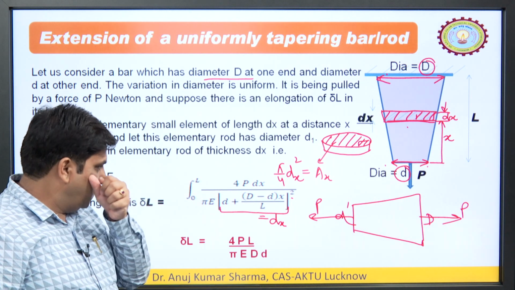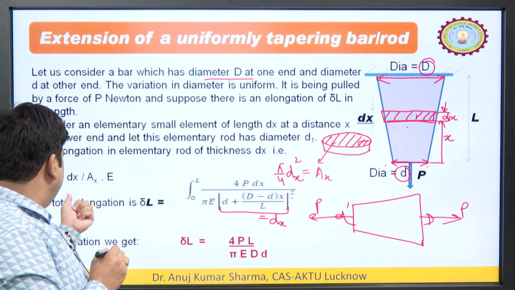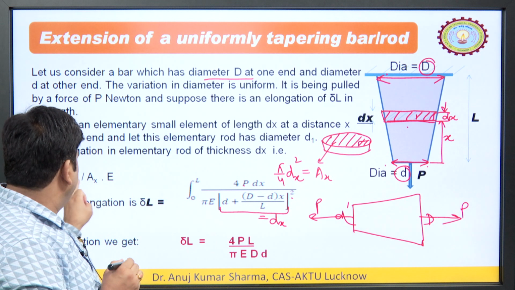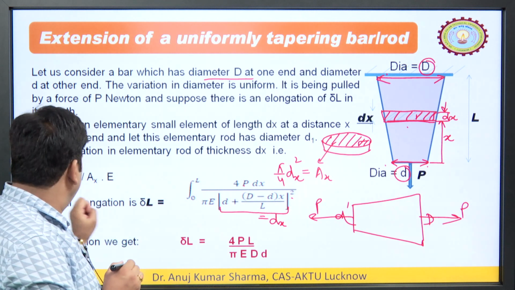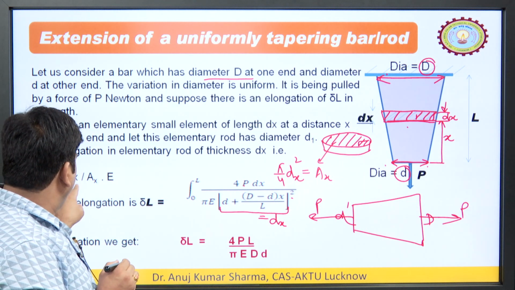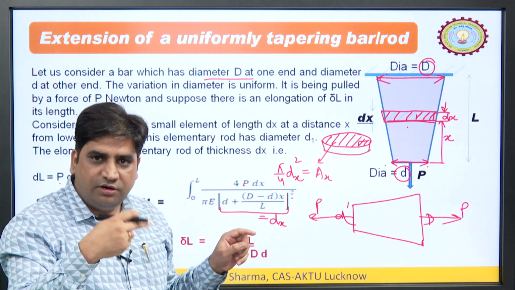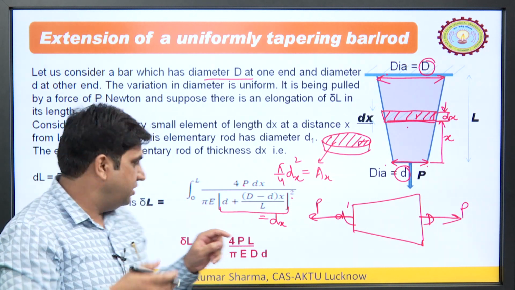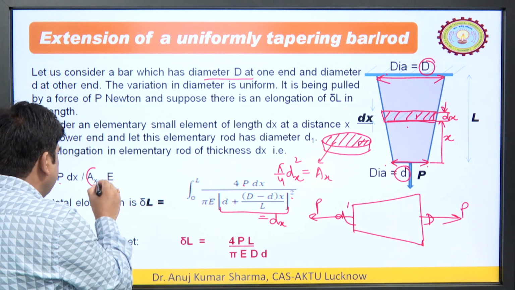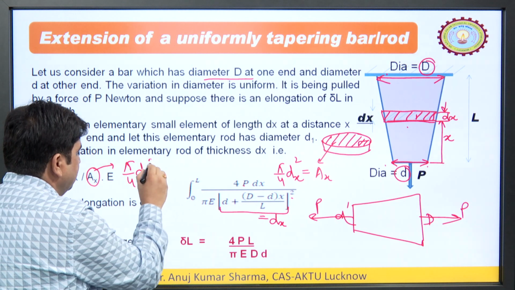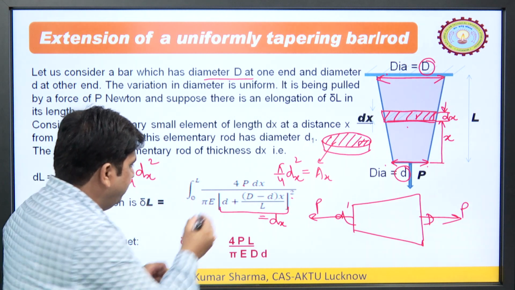So, if you want to apply this formula, this is P dx upon Ax, where Ax is pi by 4 dx squared, since it is circular. So, this is equal to P dx upon pi by 4 dx squared.